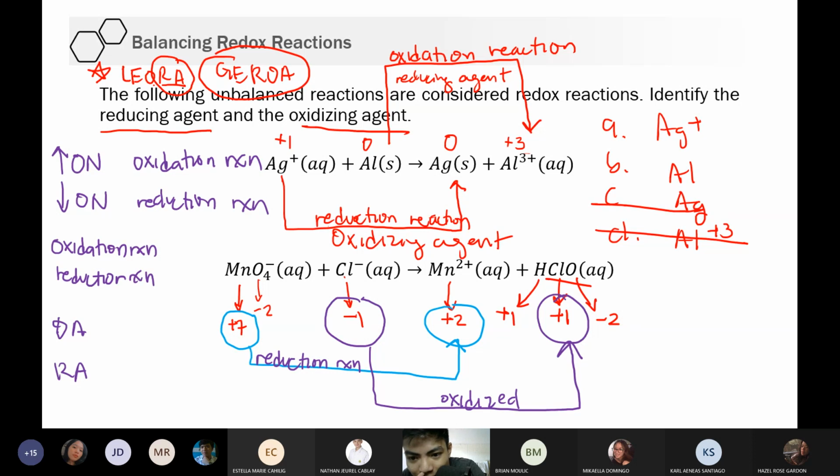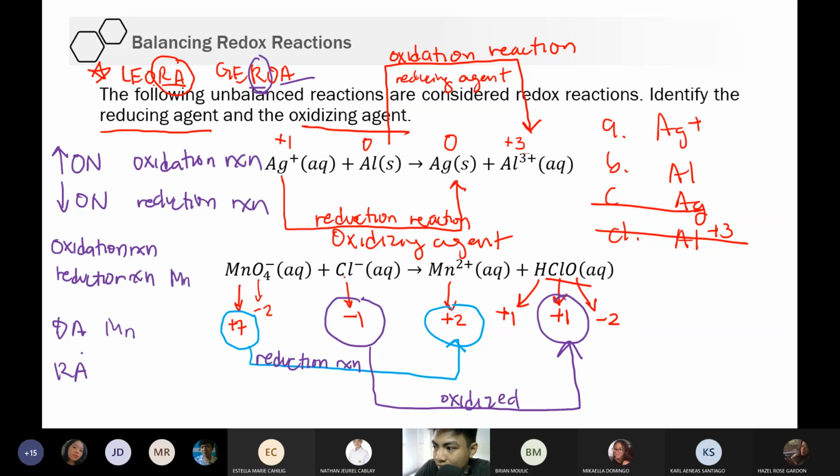So, sabi ni Louie, Mn oxidizing agent, reduce. Cl reducing agent, oxidized. Yeah, you are correct. Tama yan. Kasi si Mn, bumaba yung charge niya, so reduction reaction yan. Okay? Ito yan, reduction reaction. Ano tawag natin kapag na-reduce? Oxidizing agent. Dito na naman papasok yung kabaliktaran, ha? So, ang nag-undergo ng reduction reaction is Mn, pero ang oxidizing agent ay si Mn din. Okay?